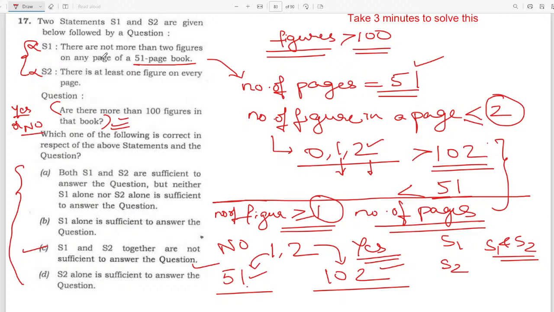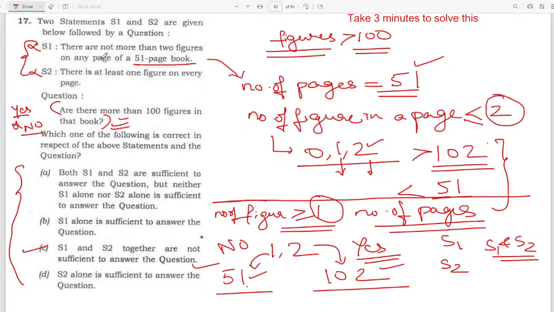So if it is 2, the answer for this question is yes. The number of figures in the book is more than 100. But if the figures in one page is 1, then the answer is no. So clearly, we cannot say for sure whether the answer is yes or no using just statement 1.